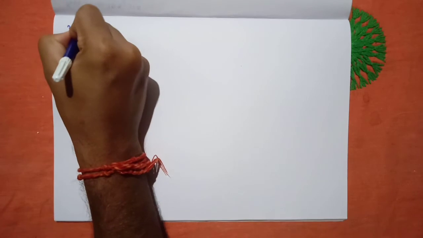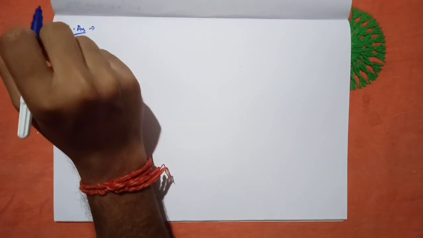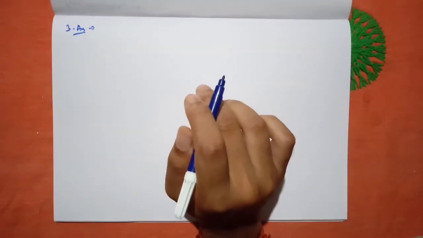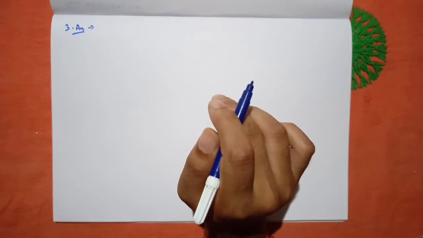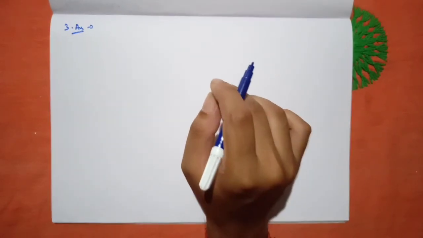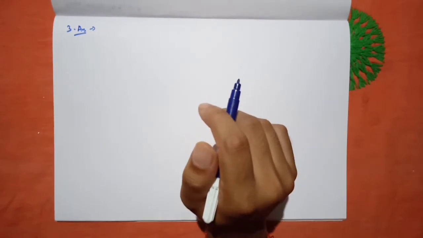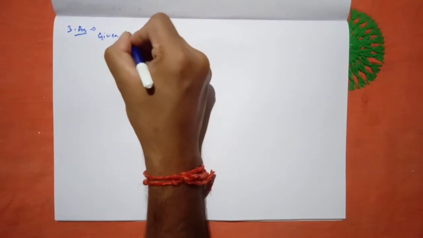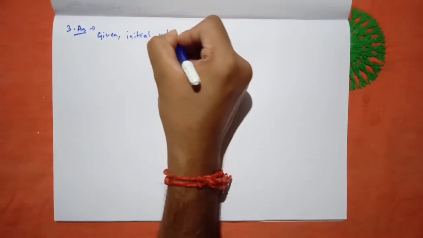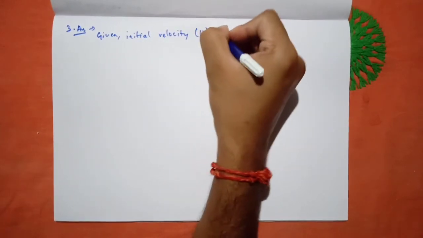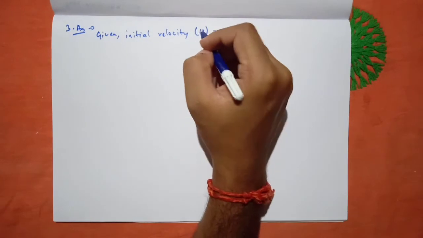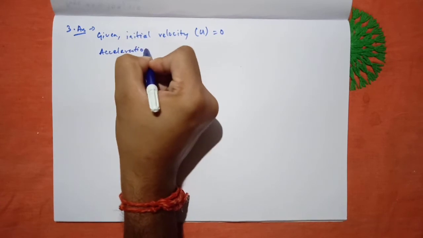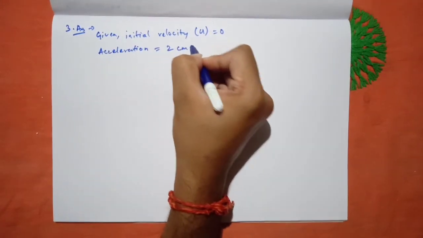So now the third question is: a trolley while going down an inclined plane has an acceleration of 2 centimeter per second square. What will be its velocity 3 seconds after the start? So we have to find out the velocity after the start. So we have to write the given. Given is initial velocity u equal to 0, because the trolley begins from the rest position. Acceleration is 2 centimeter per second square.